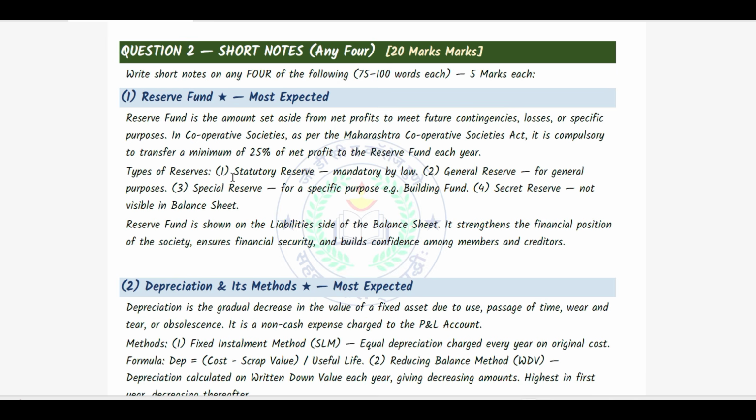So types of reserves are like statutory reserve, which is mandatory by law. General reserve for general purposes, social reserve for specific purposes, for example building funds, likewise. Then secret reserve fund, it's not visible in the balance sheet actually, but it is there in the cooperative societies. Reserve fund is shown on the liability side of the balance sheet.